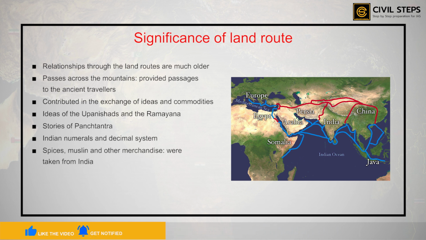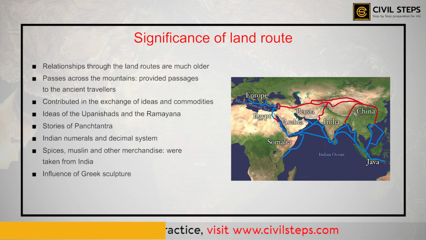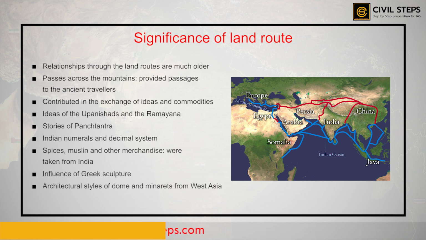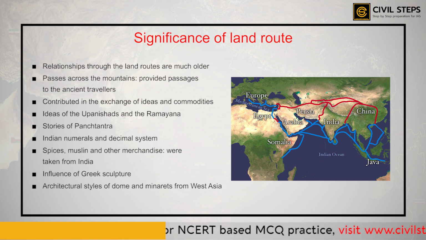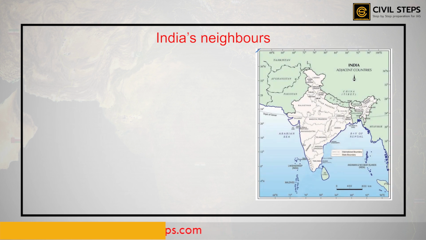The spices, muslin, and other merchandise were taken from India to different countries. On the other hand, the influence of Greek sculpture and the architectural styles of domes and minarets from West Asia can also be seen in different parts of our country. Now, let us have a look at India and its neighbouring countries. India occupies an important strategic position in South Asia.